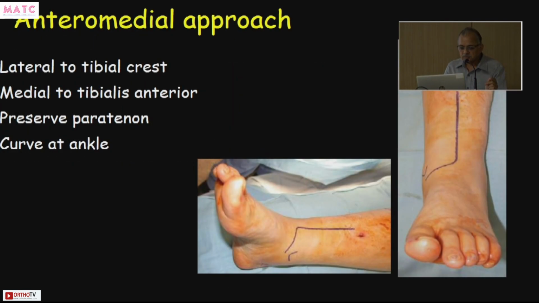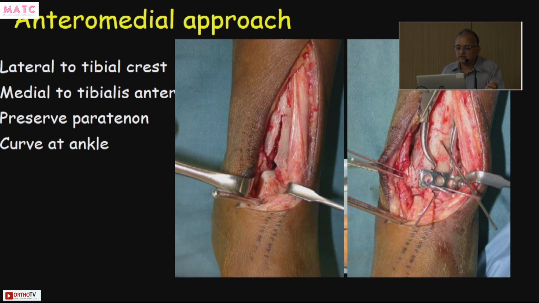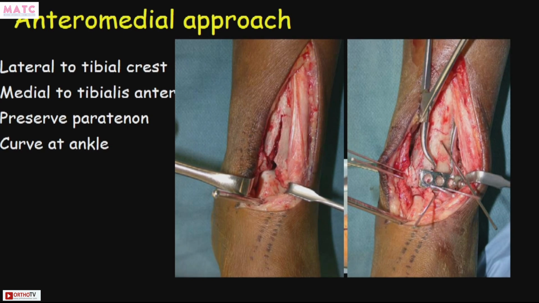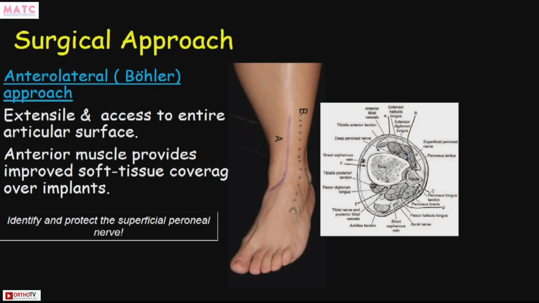The incision is lateral to the tibial crest and it curves medially to the tibialis tendon. Whenever you are taking this approach, preserve the paratendon of the tibialis anterior. Don't open the tendon. Otherwise, the fibrosis and subsequent complications are higher. It has to be curved across over the ankle so that you get that much exposure. So lateral to the tibial crest, medial to the tibialis anterior, preserve the paratendon and curve across the ankle so that you get adequate exposure to reduce and fix the articular segment, and then with a MIPO you can connect with a longer plate.